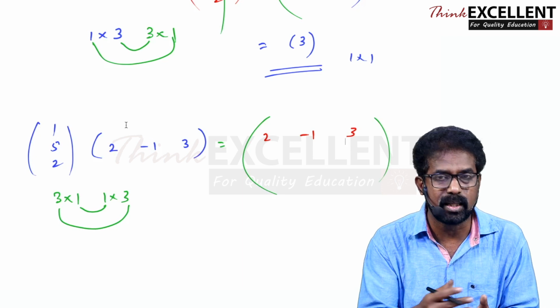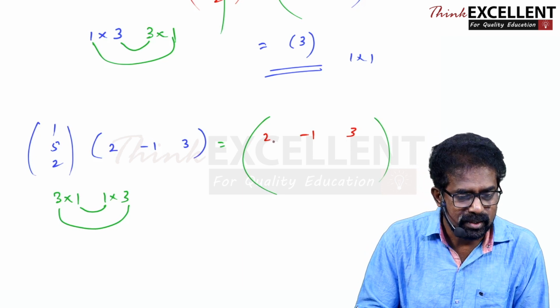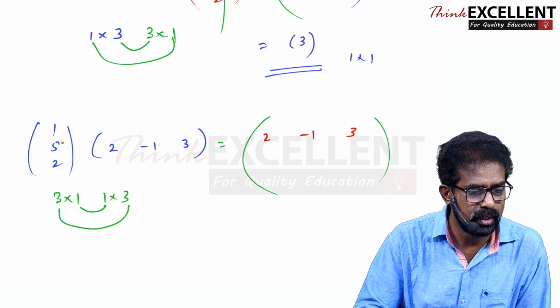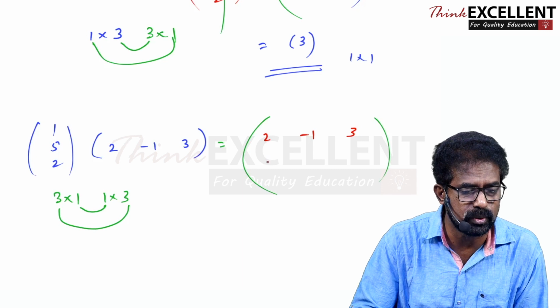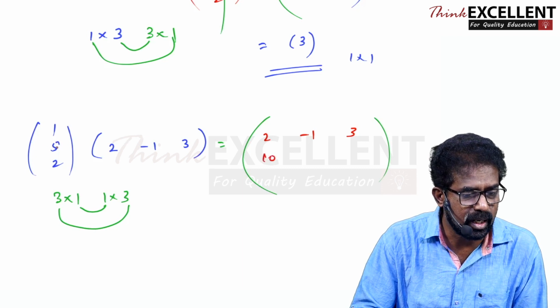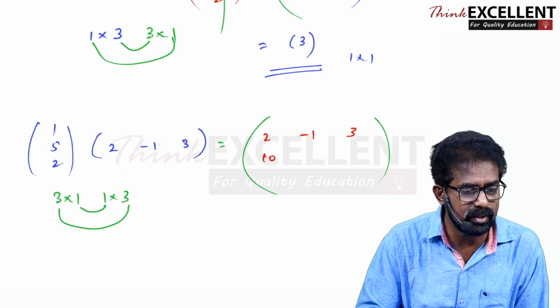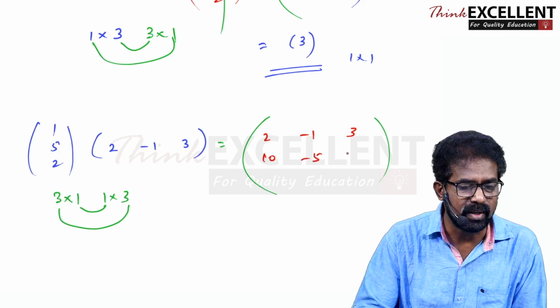Sometimes you write everything added together. Leave enough space for that. Come to the second row, 5 is there. Second row, first column, 5 into 2, 10. Second row, second column, 5 into minus 1, minus 5, then 5 into 3, 15.